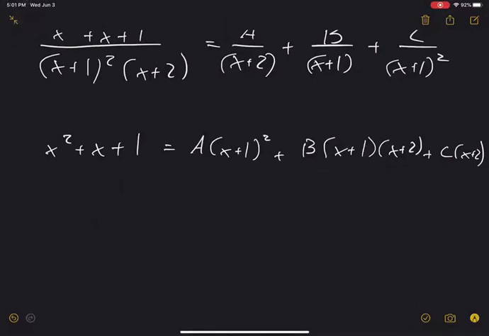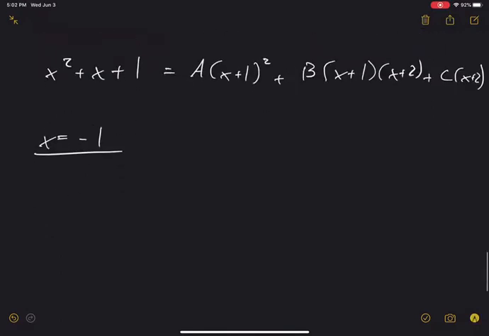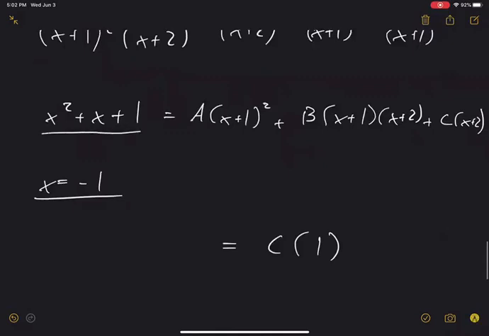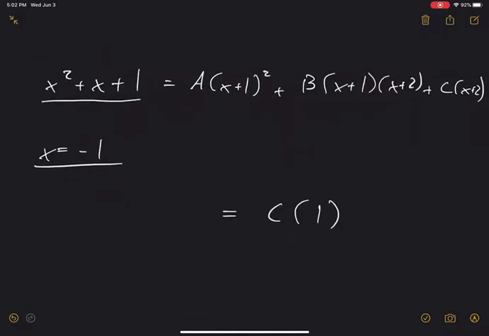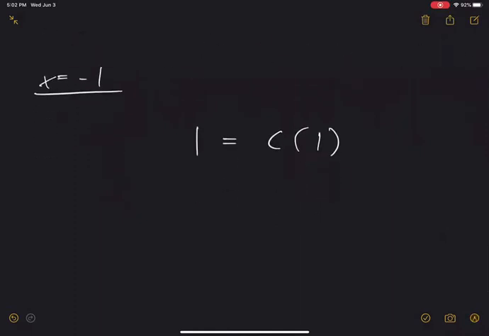Well, if I plug in x equals -1, then this will cancel because I'll have multiplied by 0 here and here, and then this should be left. Okay. So on the right side, I would have c times -1 plus 2, which is 1. What would I have on the left side? Plugging in -1 to here, I would have 1. So we see 1 equals c times 1, so c equals 1.